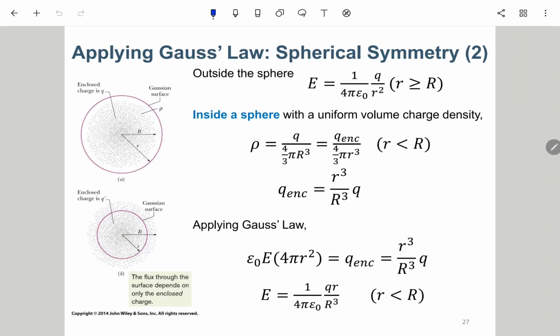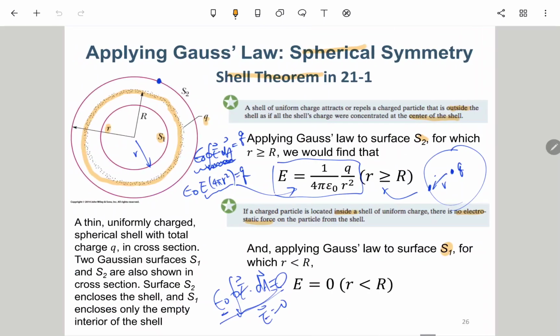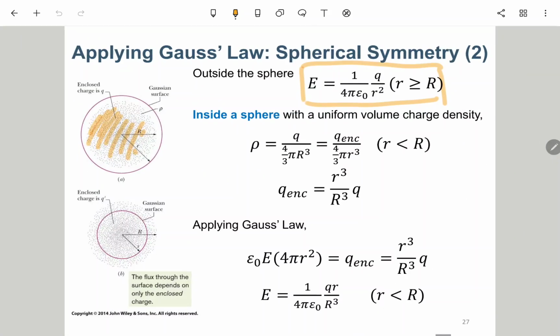Here we try to extend it a bit. Say we have charge distributed uniformly in the sphere, not only on the surface but also inside the sphere. If we consider outside the sphere, it still has the same expression, just as if all the charge is concentrated at the center. Just repeat the same steps as for the top part of this page.